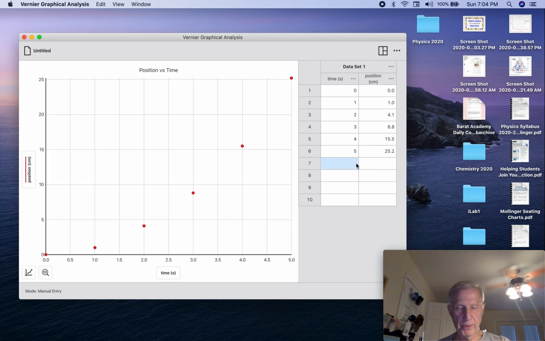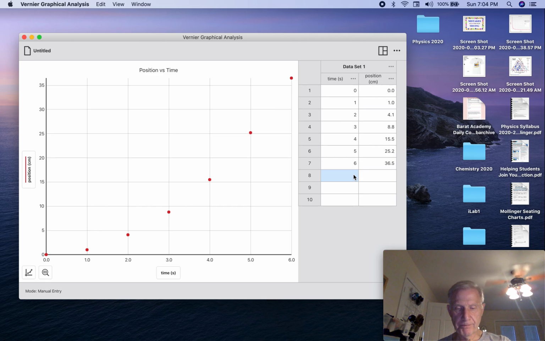Let's add another point here, 6 seconds, and maybe we have 36.5. Let's add one more, 7 seconds, and maybe we have 48.5. All right? So we've got a lot of points over 7 seconds. We might typically run a lab like this for 10, 15, 20 seconds.